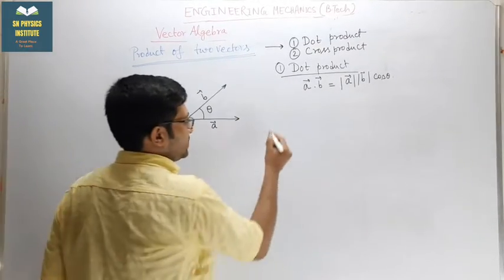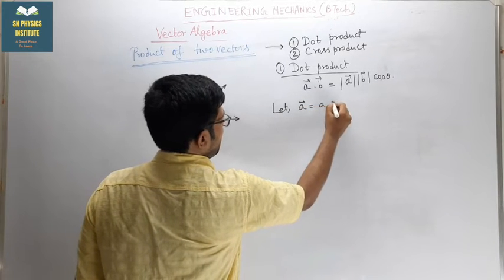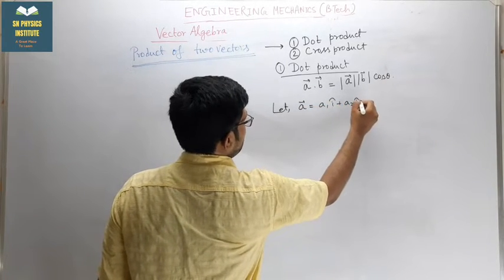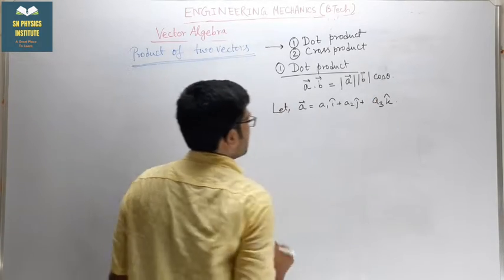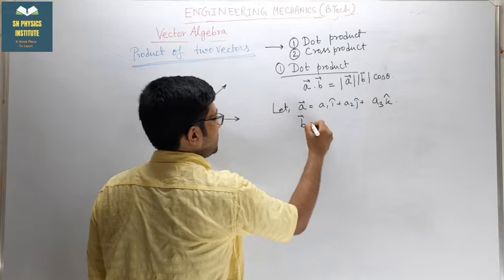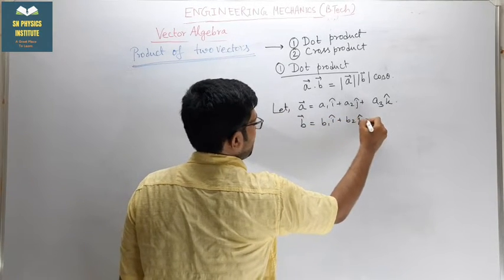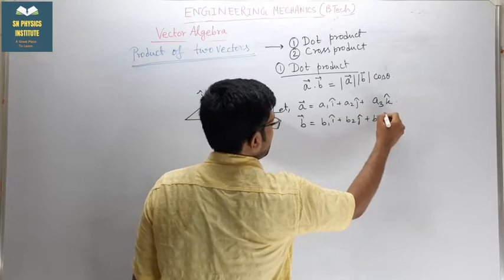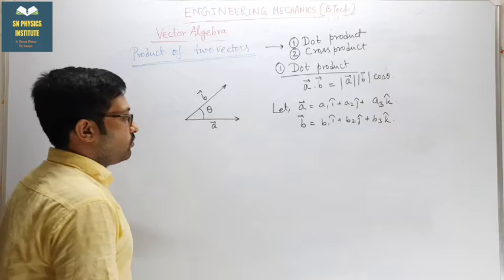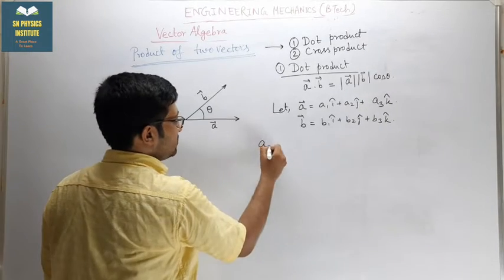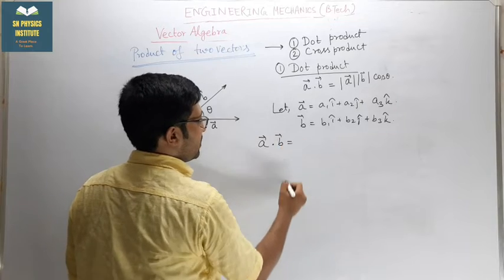So see, I am considering vector A as A1 i cap plus A2 j cap plus A3 k cap, and vector B is equal to B1 i cap plus B2 j cap plus B3 k cap. Now if you want to take the product of these two vectors, then what will you do? So A dot B is equal to what?